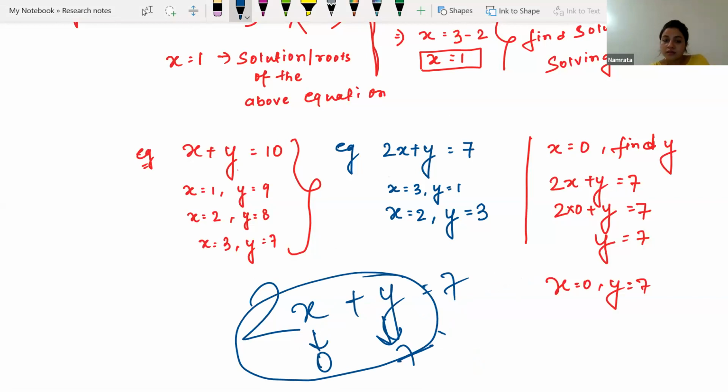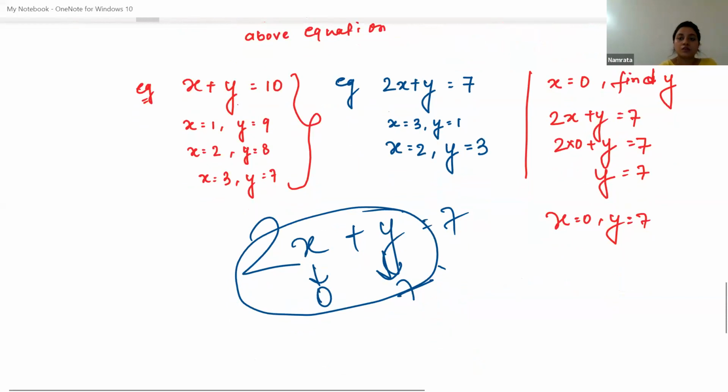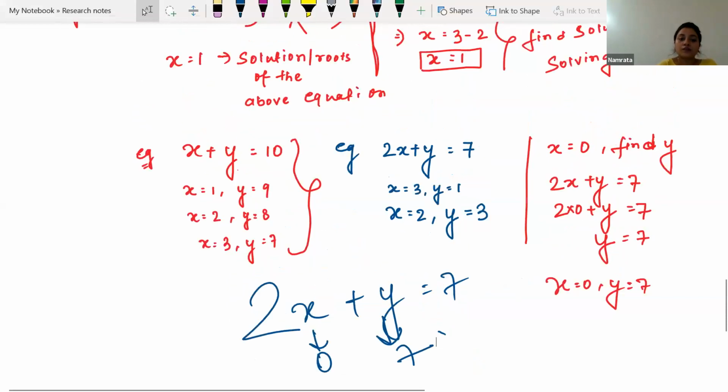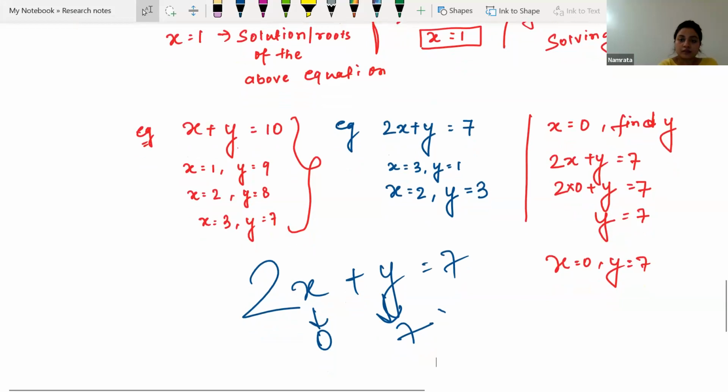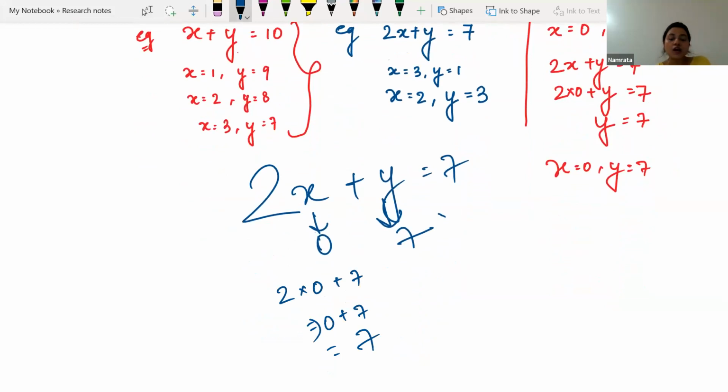Let's check. 2 into 0 plus 7 is equal to, this will give 0 plus 7. That is 7. This is giving us 7, the right-hand side. And yes, we can say (0, 7) is one of the pairs which is a solution of this equation, right?